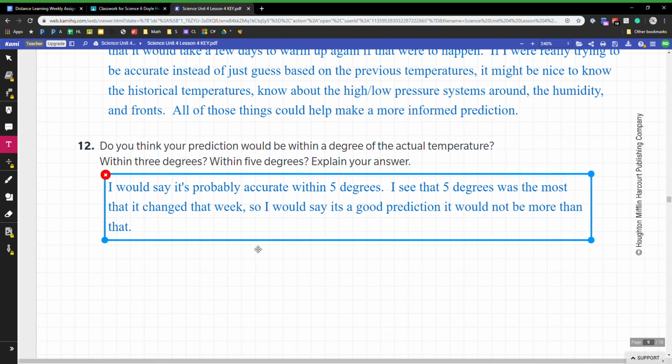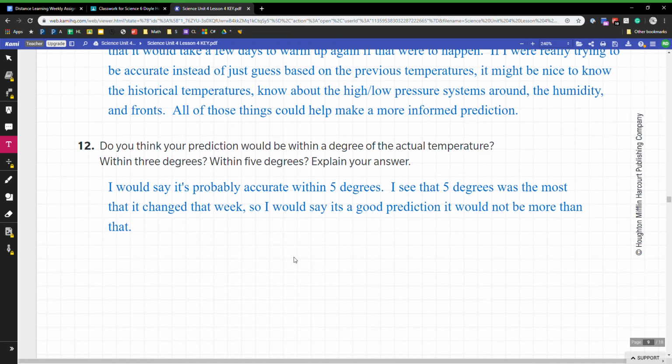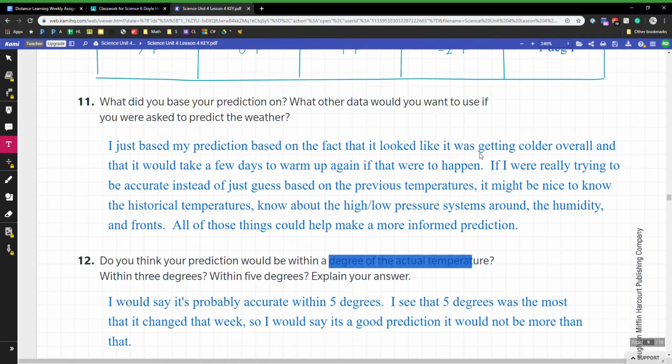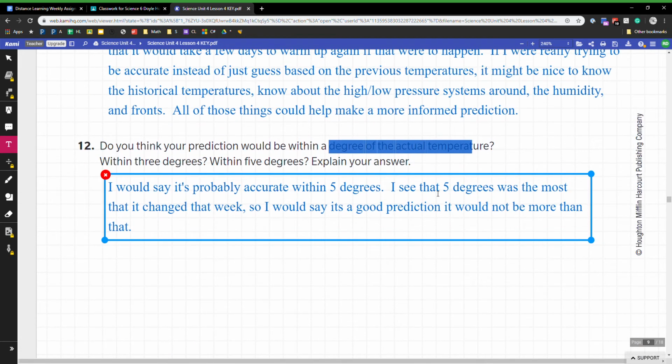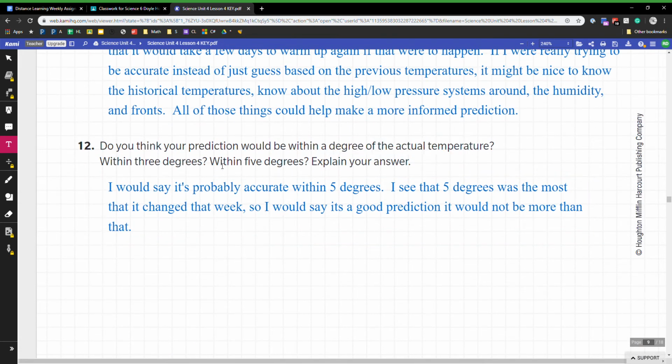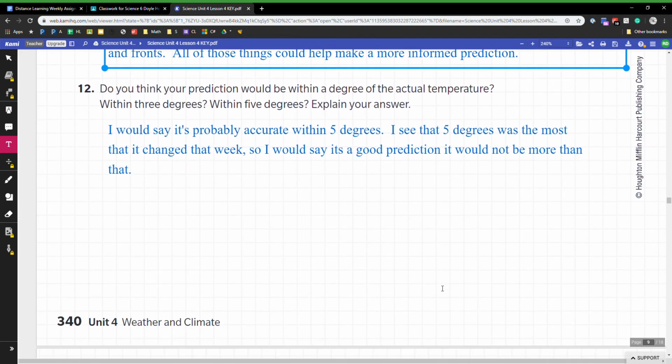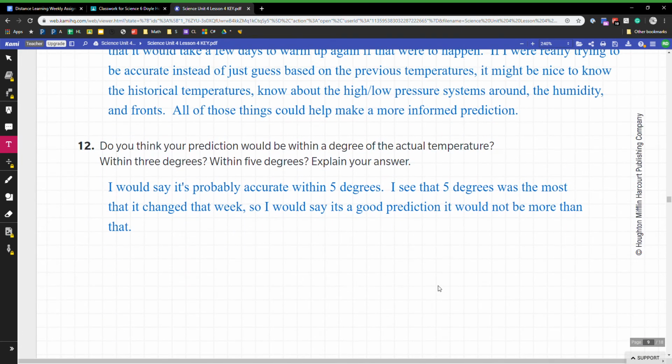Do I think my prediction would be accurate within a degree? Absolutely not, because in this case, right, I'm just guessing using previous temperatures. I have no other information. So I don't know. But I would say maybe within 5 degrees, definitely not within 3 degrees, but maybe within 5 degrees. Because this day went from 5 to 0. So just off the last few days, it seems like that's been the biggest temperature change. And that's a pretty big temperature change, so maybe 5 degrees it would be accurate within, but definitely not 1.